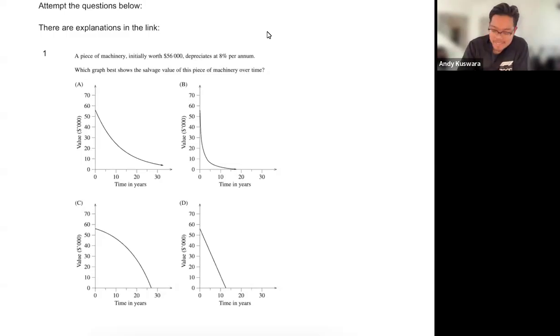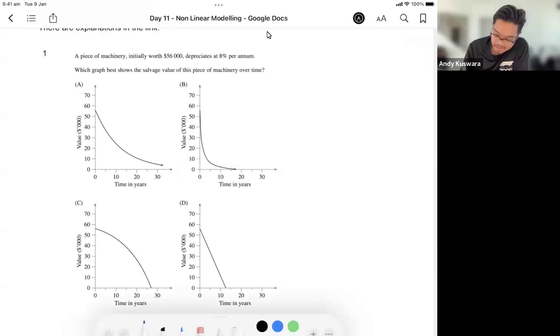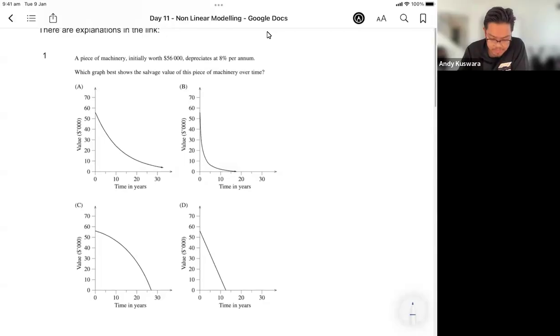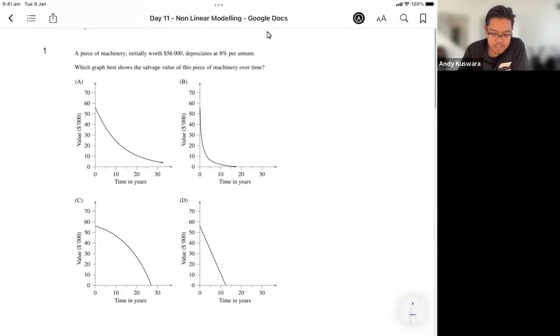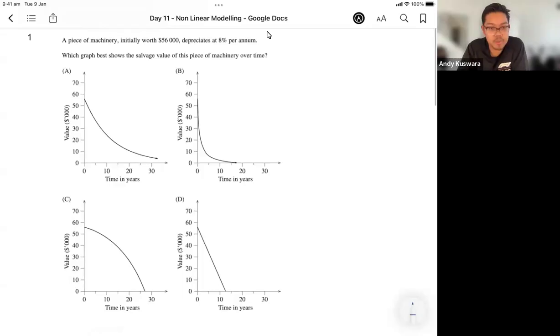All right, welcome back. Yesterday we did linear, so today we're going to do non-linear. So it's going to be non-linear modeling. Let's take a look at some of these questions. So first one here, nice multiple choice.